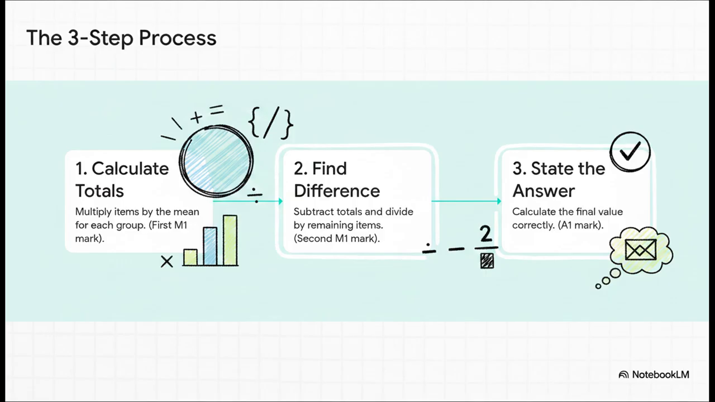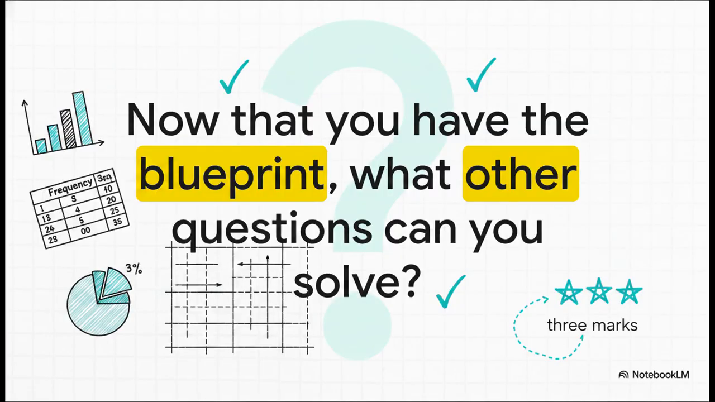That's it. And there you have it. That's how you turn what can look like a tricky question into a guaranteed 3 marks. You've got the blueprint now. You know exactly what the examiner is looking for. So go on, find some more practice questions and put this method to the test.